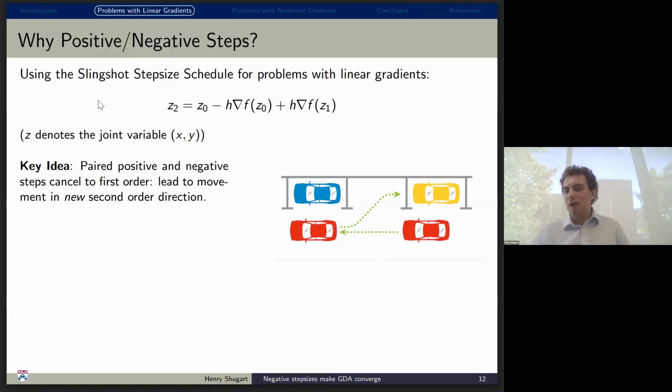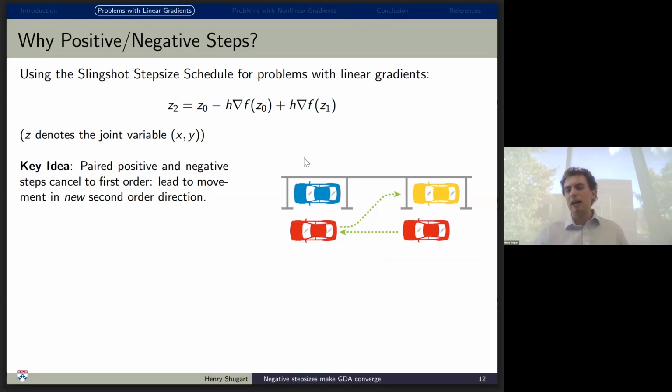Using the slingshot step size schedules, we're going to see that the update in some joint variable z is going to first be a gradient descent step on the entire function f, and then a gradient ascent step. So it's a gradient descent step followed by a gradient ascent step. And why is this a good idea? The key idea here is that the descent step followed by the ascent step cancel to first order. So the gradient direction kind of vanishes, and it leads to some movement in a new second order direction.